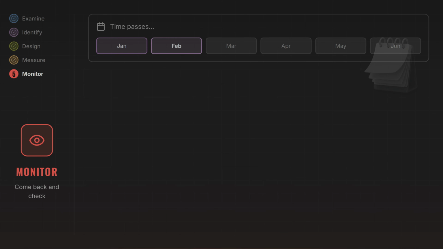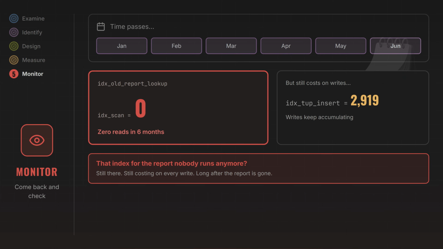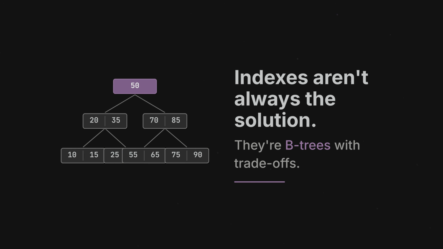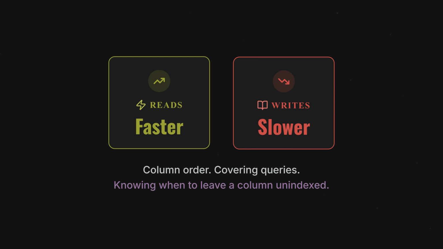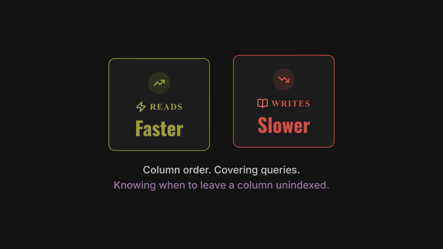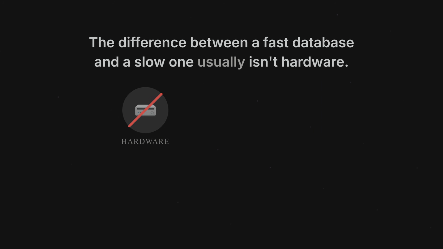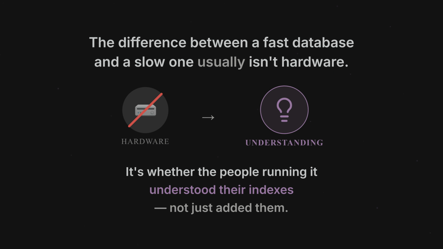Finally, come back and check on your indexes. Queries change, features get removed. That index you added for a report nobody runs anymore is still there, still costing on every write long after the report is gone. Indexes aren't always the solution. They're B-trees with trade-offs. They speed up reads, they slow down writes, and the details, column order, covering queries, and knowing when to leave a column unindexed are worth understanding. Most of the time, the difference between a fast database and a slow one isn't hardware. It's whether the people running it understood their indexes, not just added them.